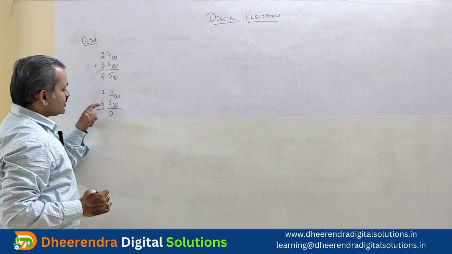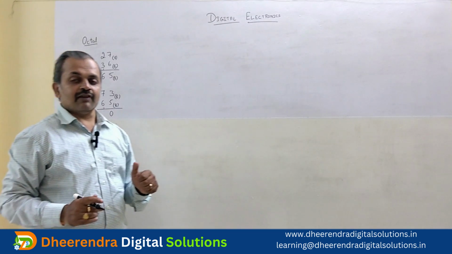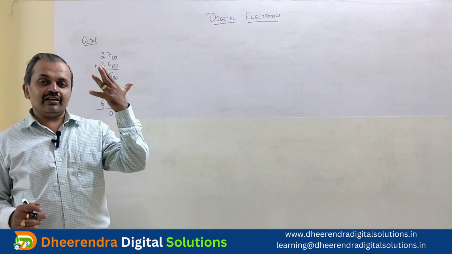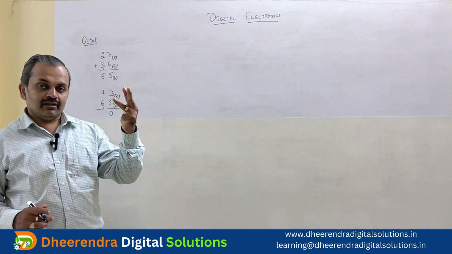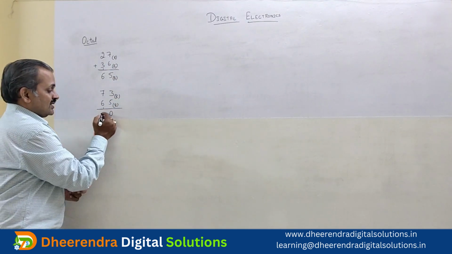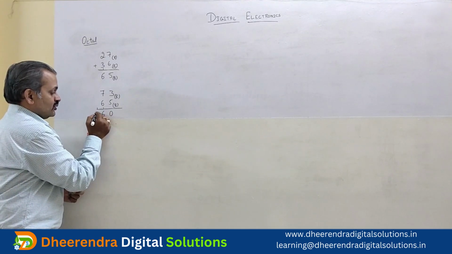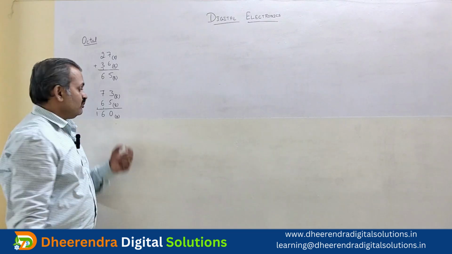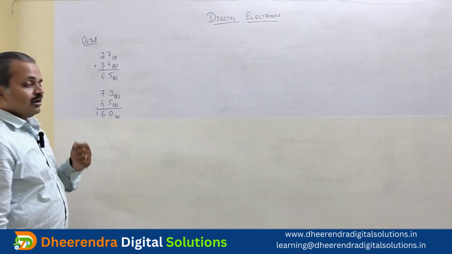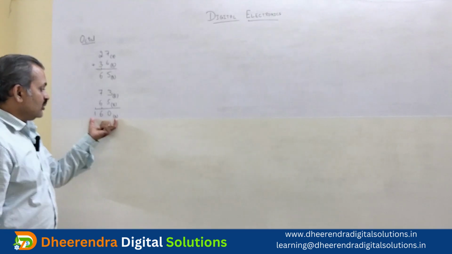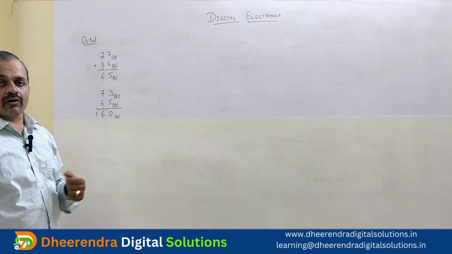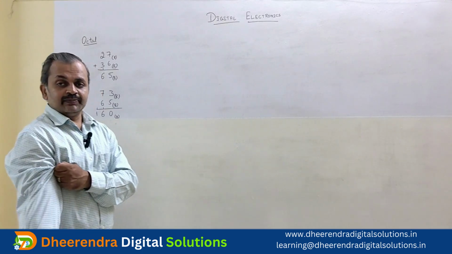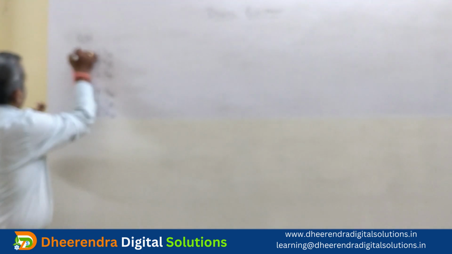Now, 7 plus 6 plus 1 is the count. After 7, it is 10, 11, 12, 13, 14, 15. Plus 1, 16. So, 6 and carry 1. So, this becomes 1. This is 160 to the base 8. 73 plus 65, both octal numbers, gives you 160 in the octal. So, this is how you go ahead with addition. This is how we perform our addition.